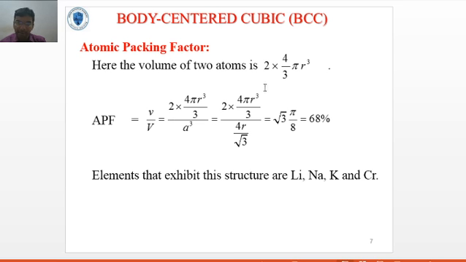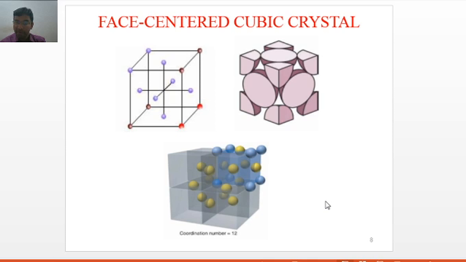Now atomic packing factor. Volume of the atoms present inside the unit cell is 2 times 4/3 pi r cube, because inside the unit cell you have 2 atoms. So what is the total volume of the unit cell? A cube. So substitute a in terms of r, then you will get 4r by root 3 the whole cube, and then cancelling the common r cube, finally you will get root 3 into pi by 8, that is equivalent to 68%. The elements that exhibit this structure are lithium, sodium, potassium and chromium.